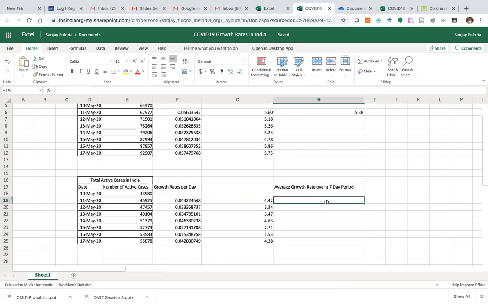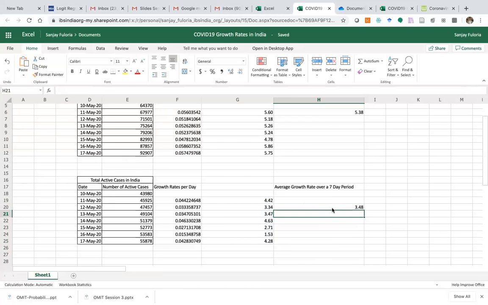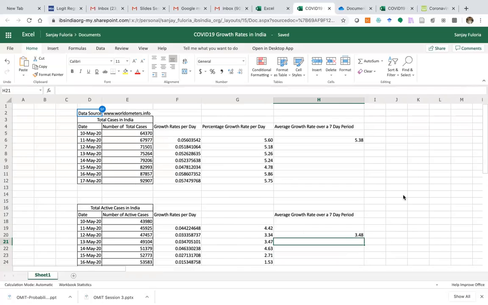Again, if we have to find the average growth rate for a 7-day period, we'll simply add these numbers, or we can directly find the average using the average function, and we'll get the number. So it is 3.48.